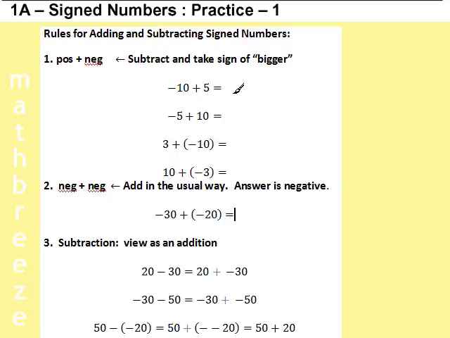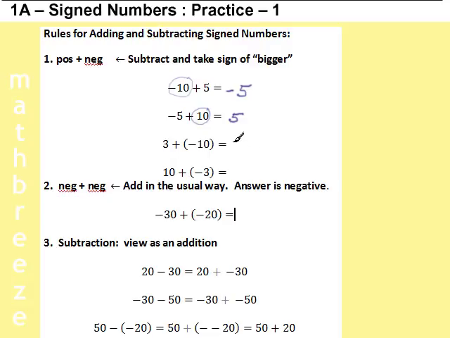In the first example, we have a negative number, minus 10, and a positive 5, so we're going to add these. And the rule is subtract, take sign of bigger. So we're going to ignore the signs and subtract. 10 subtract 5 is 5, and the number that's bigger in absolute value is negative. So the answer is 5, and then we take on that negative sign. All right, the next example we're adding a negative 5 and a positive 10. So we'll ignore signs, subtract, 10 minus 5 is 5. And the bigger number is positive, so this one is a positive 5.